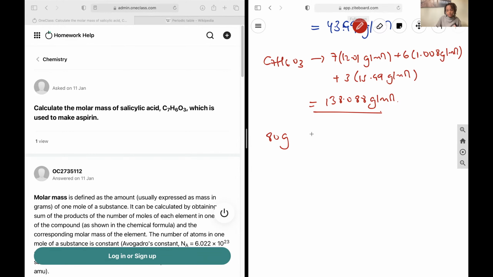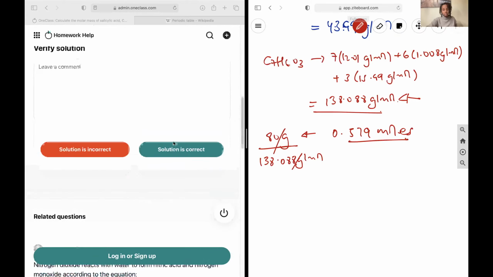And so usually when you'd be asked for this calculation, you'd be given something like, I have 80 grams of salicylic acid. How many moles is that? And so to do that, you can use the formula, or you can just note unit consistency. To find the amount of moles, I can just do 80 grams, what I have, over 138.088 grams per mole. The grams will cancel, leaving 1 over mole, and that's going to give me moles. And then I simply do that calculation and I get a number like 0.579 moles. And so that is usually when you'd be asked to find the value for the molar mass. And that's it for this question.